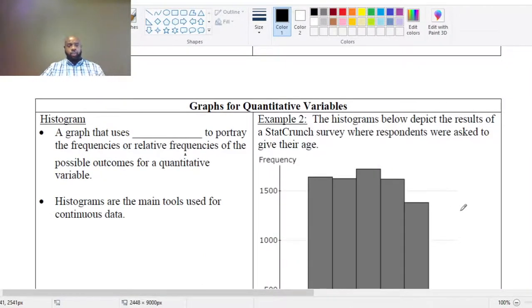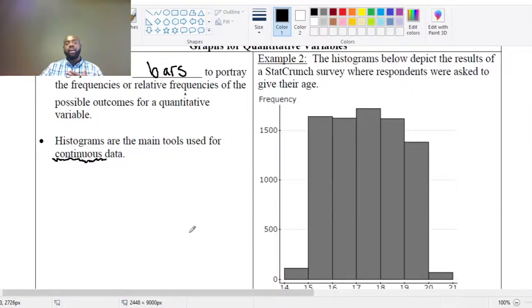Some other graphs that are used for quantitative data, or another graph, is known as a histogram. Now, a histogram is a graph that uses bars to portray the frequencies or relative frequencies of the possible outcomes for a quantitative variable. All right. Histograms are the main tools used for continuous data. I'm not a huge fan of histograms, but that's my personal preference. I really like box and whisker plots, which we'll talk about later. But histograms are a very useful tool.